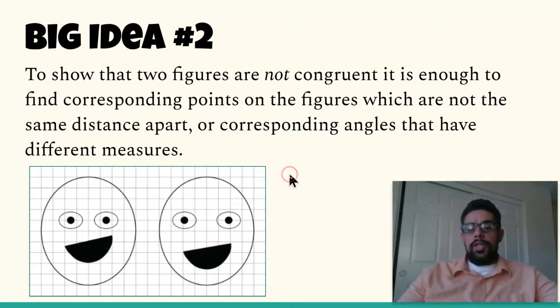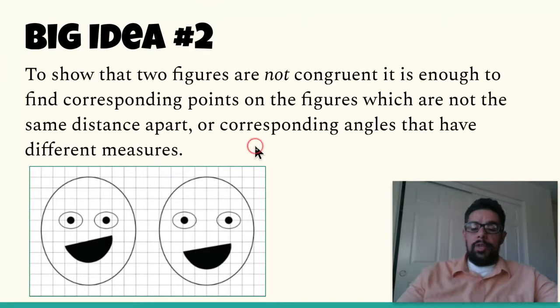To show that two figures are not congruent, it is enough to find corresponding points which are not the same distance apart. So if you can find one thing on the figures that is not the same, then that is enough to say that the figures are not congruent.